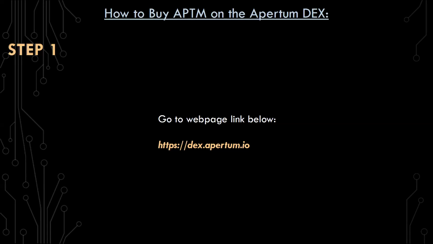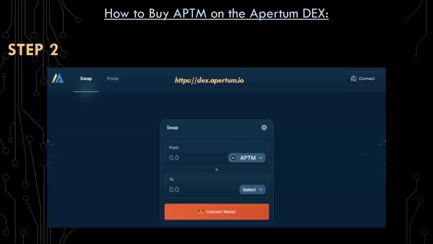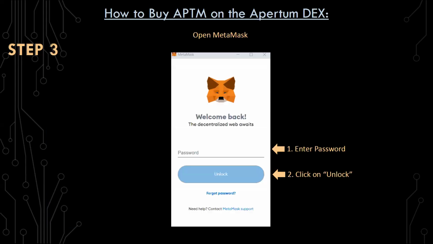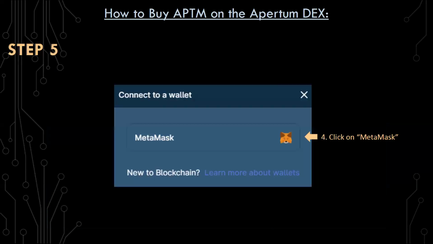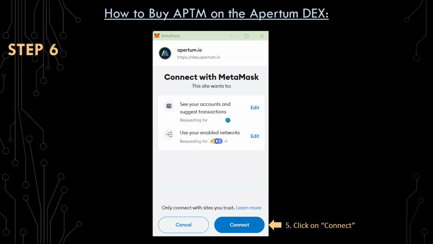Okay, so you're confident you're on the right site. What's next? The next phase is connecting your digital wallet. Our guide here focuses on MetaMask. If you're not familiar, MetaMask is like your secure digital passport for this decentralized world. It's basically your key for accessing and using platforms like Apertum. So you'll need to open your MetaMask extension or the app, put in your password, and click unlock. Then, with your wallet ready, look on the Apertum DEX page, find the Connect Wallet button, and click that. You'll probably see a few options. Select MetaMask, and then finally click Connect again to confirm that link.